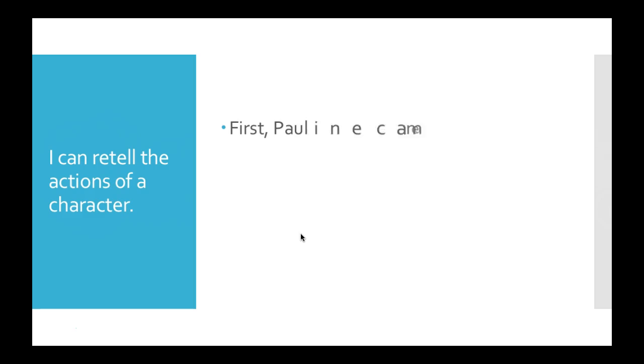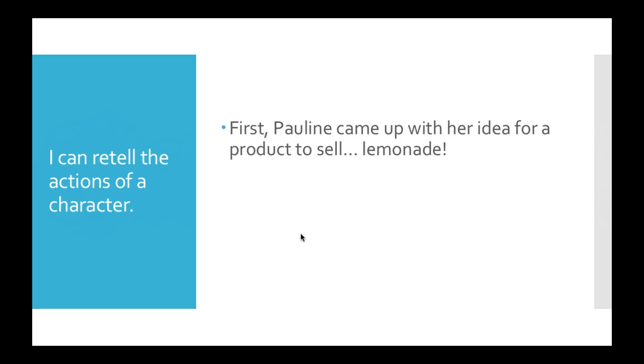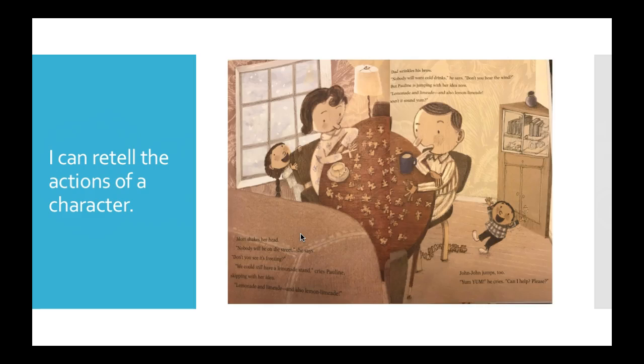So what I'm going to do is say, first, Pauline came up with her idea for a product to sell, lemonade. So before you can think of materials, you have to come up with an idea. Notice how I'm putting these ideas in order and using that sequence word. First, Pauline came up with her idea for a product to sell, lemonade. And we're going to fill out next, then, and last as we read. So here's the next two pages. Let's just look at those illustrations.